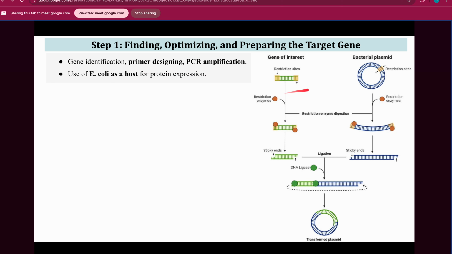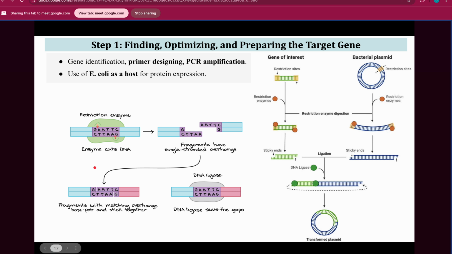That is one of the reasons why we select E. coli as a host. Similarly, we will digest the bacterial plasmid with the same restriction enzyme, so that the sticky end sequences remain constant in both the gene of interest and the bacterial plasmid, due to which it will be able to get circularized. These sequences will be complementary to each other, so they will bind to each other and get circularized. So the main key player is the restriction enzyme, and it should be the same.